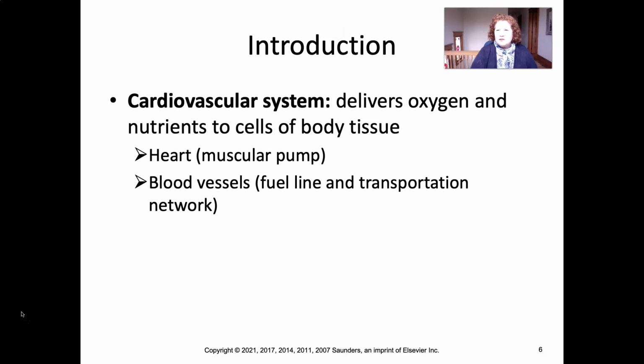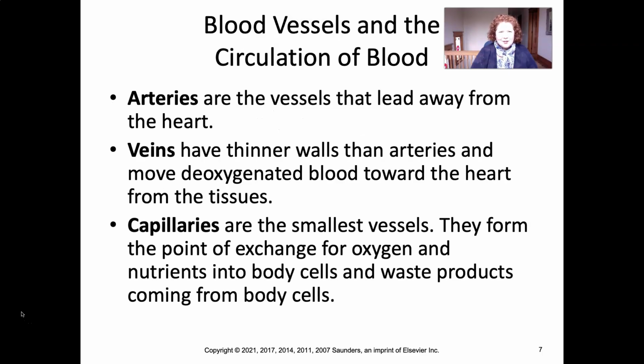All right, what is the cardiovascular system and what does it do? It is all about the heart and the blood vessels. They deliver oxygen and nutrients to the cells of body tissue. The heart itself is a muscular pump, and the blood vessels act as a fuel line and transportation network. So let's get to it.